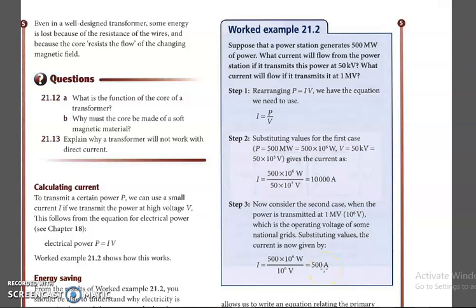So by this equation itself we can see that in the first instance we have given 50 kilovolt and the current produced is 10,000 ampere. So here voltage is less and current is more.